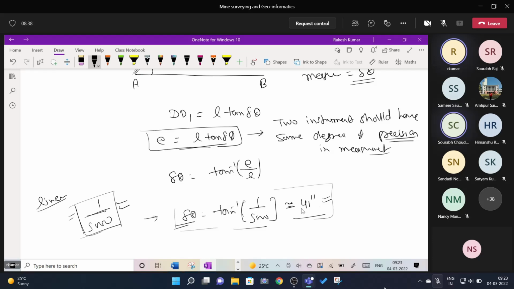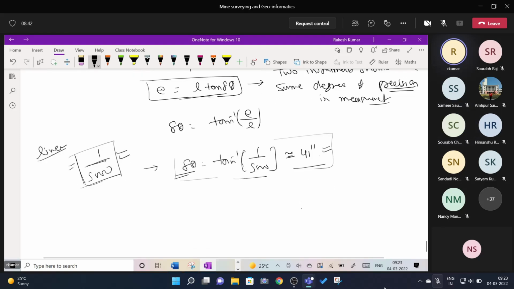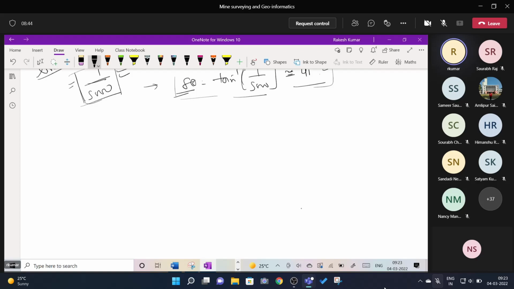Sir, so this is the answer for the chain and prismatic compass. Yeah, I'm coming to that. So now we are using the chain. What is the accuracy of the chain?